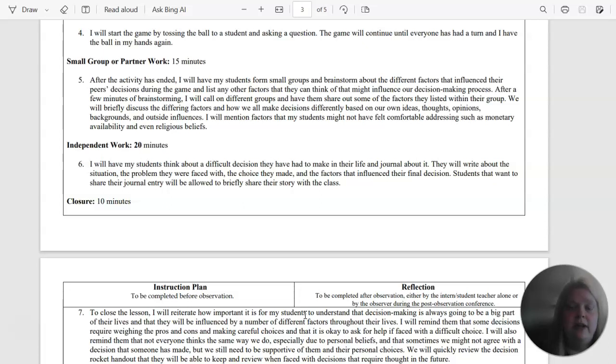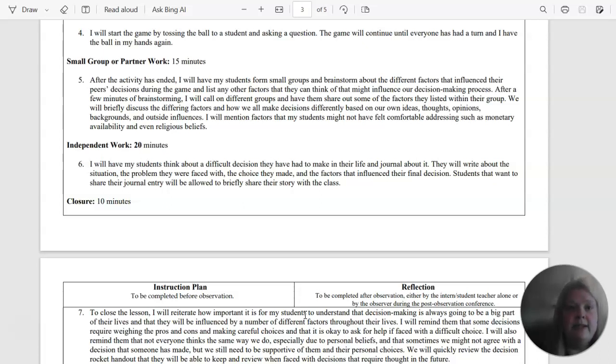After our game has ended, I want my students to form small groups and just brainstorm about the different factors that influence their peers' decisions during the game, and then list any other factors they can think of that might influence our decision-making process. After a few minutes of small group work, I plan to call in different groups and have them share out some of the factors that they listed.